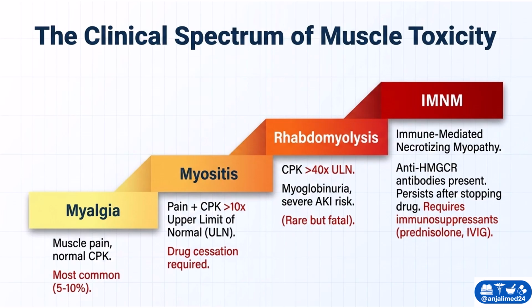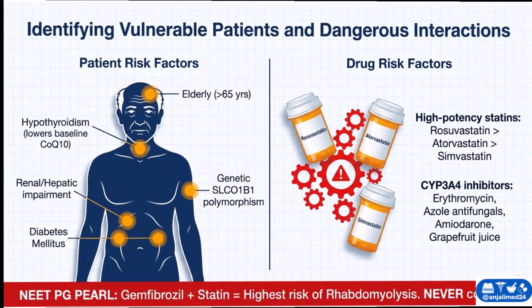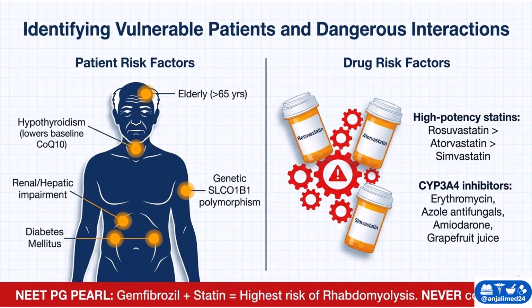Now, let's talk about what increases the risk. Not every patient on statins develops myopathy. First, the patient related risk factors. Elderly patients, especially above 65, are more vulnerable. Conditions like hypothyroidism lower the baseline coenzyme Q10 levels, making muscles more susceptible. And to that, renal or hepatic impairment, diabetes, and even genetic factors like polymorphisms, and risk goes up significantly.